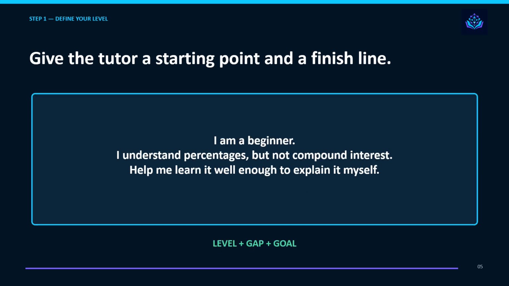Step 1. Tell the AI your level, your goal, and what you already understand. For example, I am a beginner. I understand percentages, but not compound interest. Help me learn it well enough to explain it myself.